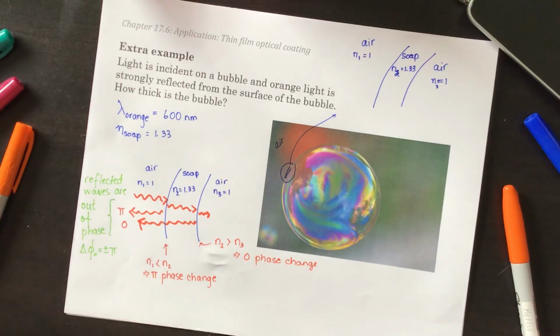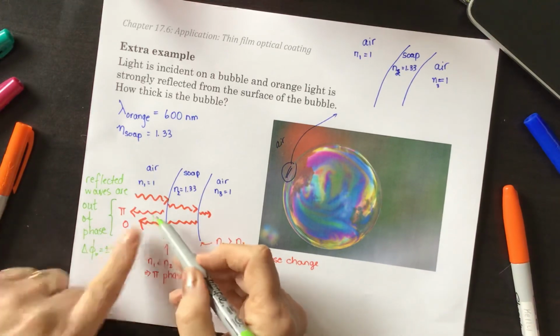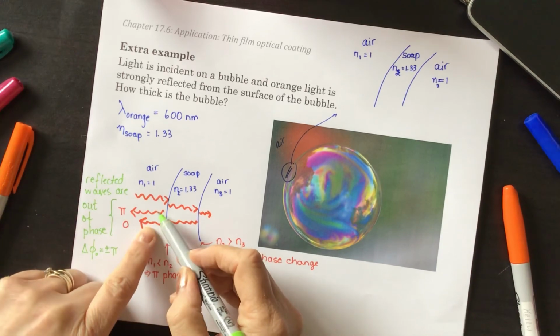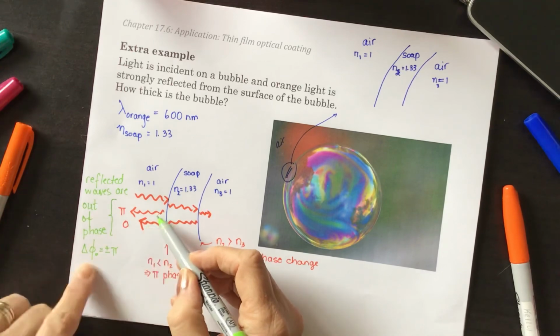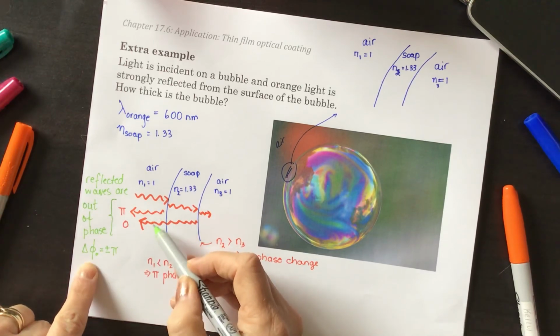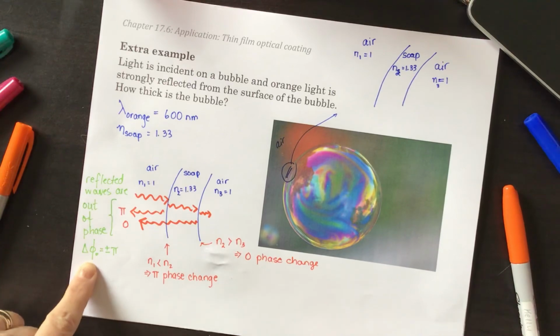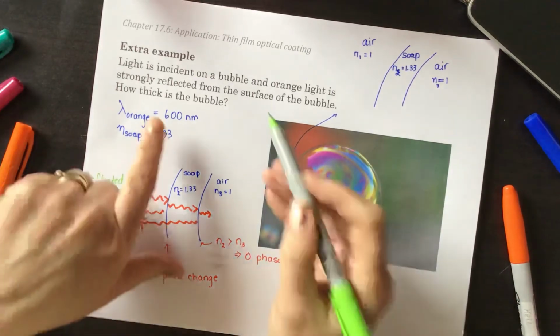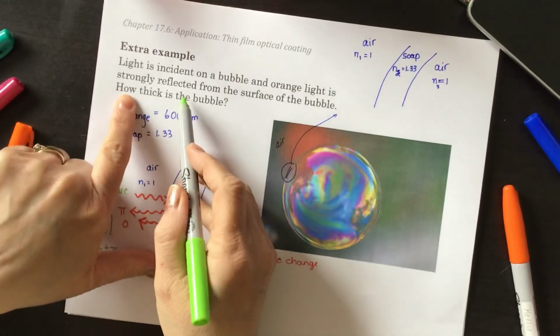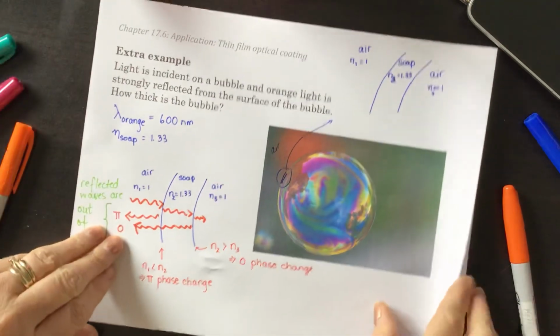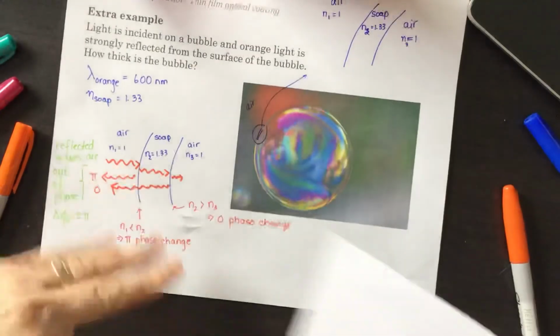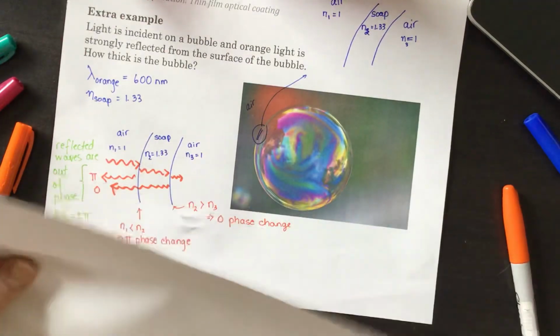We've thought about our incident light. We thought about, does it phase change or not upon reflection? And now people looking at the reflected light right here, they see two reflected waves. Those two waves are going to interfere, and they have a phase constant difference of plus or minus pi because they're out of phase relative to each other. Okay, so now, orange light is strongly reflected. Strongly reflected means constructive interference. So let's write down the condition for constructive interference.